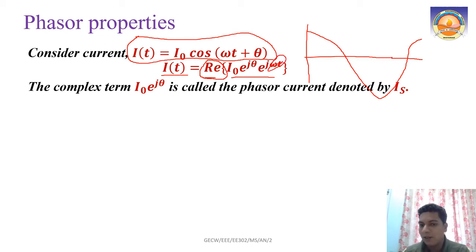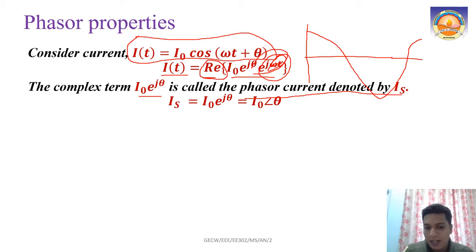This omega t depends on the frequency of the wave, when you have a periodic wave. So when you have several currents at this frequency or at that frequency, every time you will have this e raised to j omega t term with every vector. Say another current I1 of t, cos omega t plus theta 2. Then also this e raised to j omega t term will come. What it represents is that this vector is rotating at that frequency. So we can take out that part, and the complex term I0 e raised to j theta is called the phasor current, and we denote it by Is.